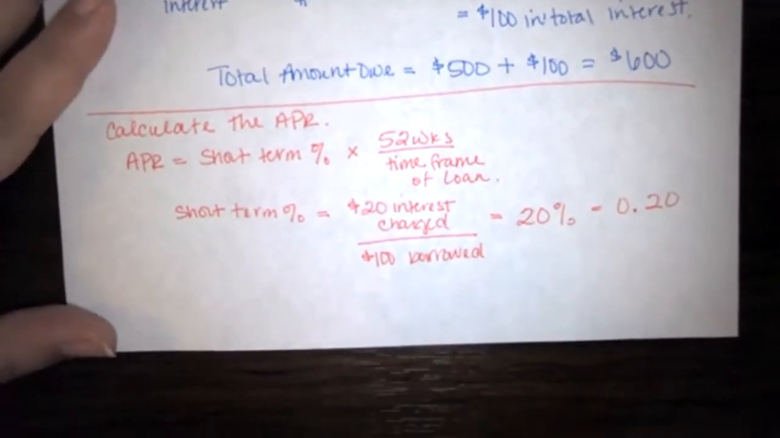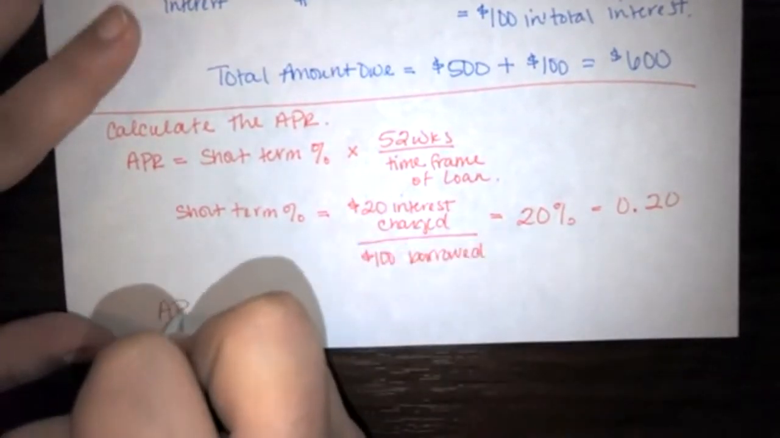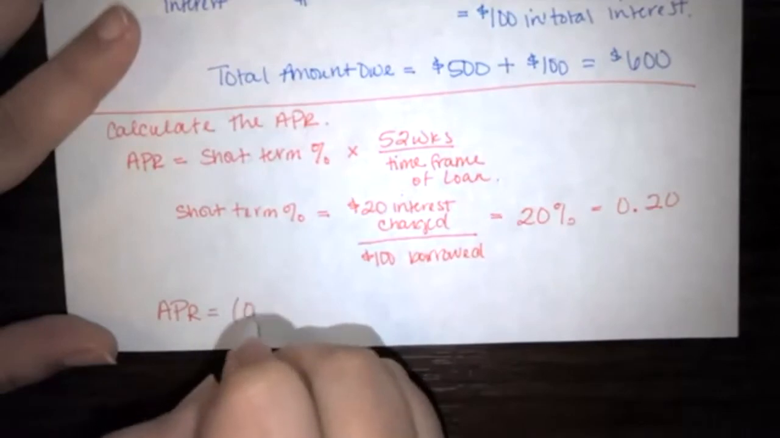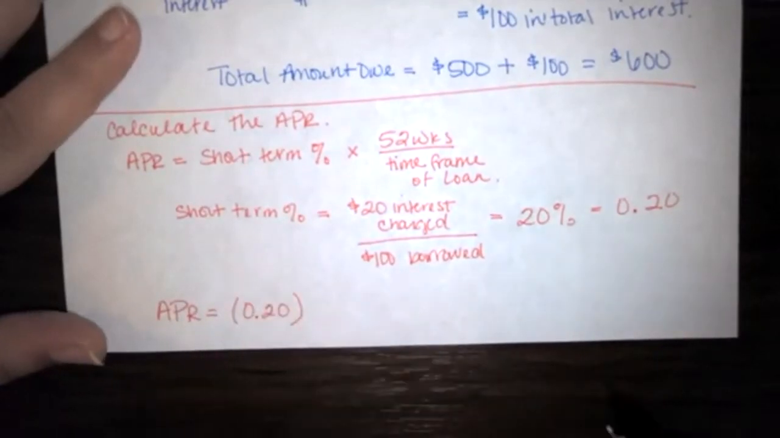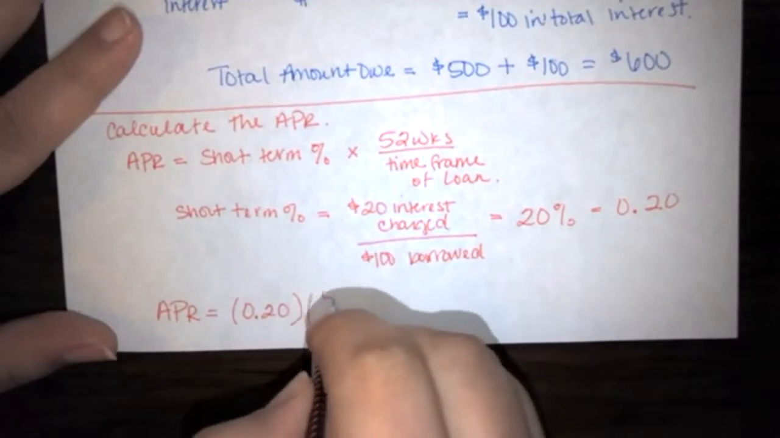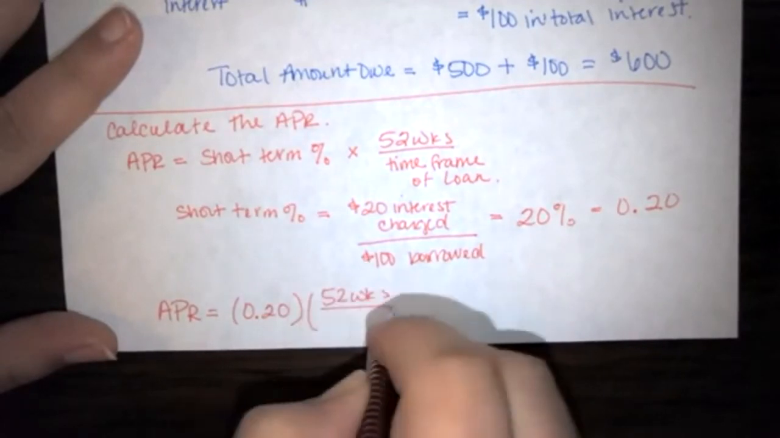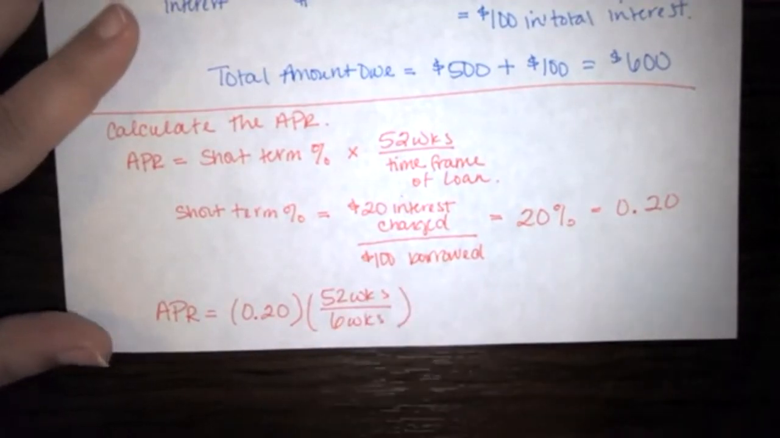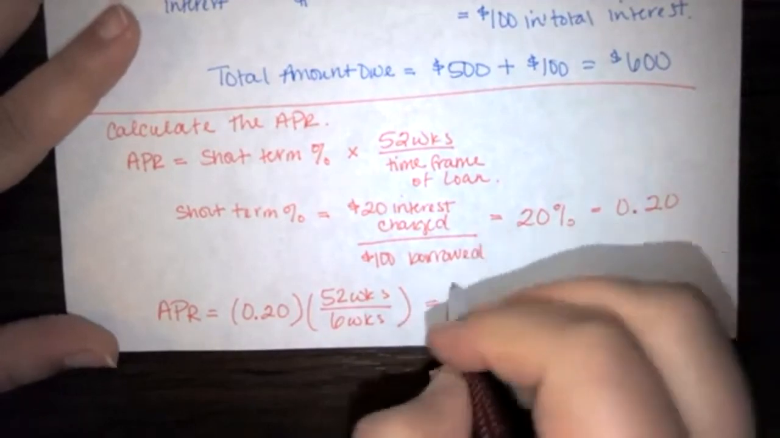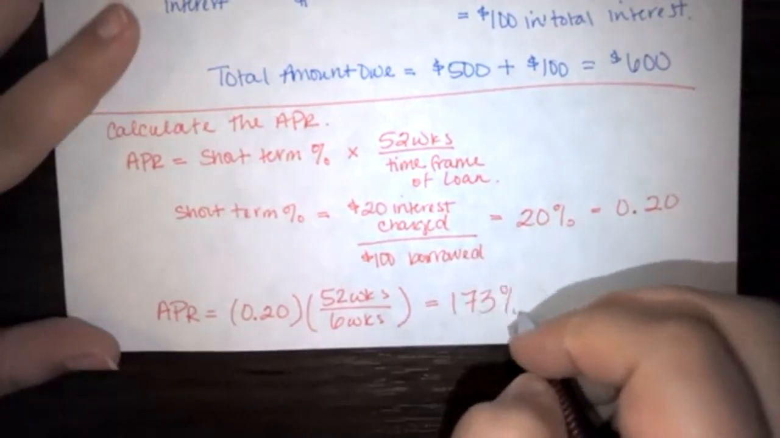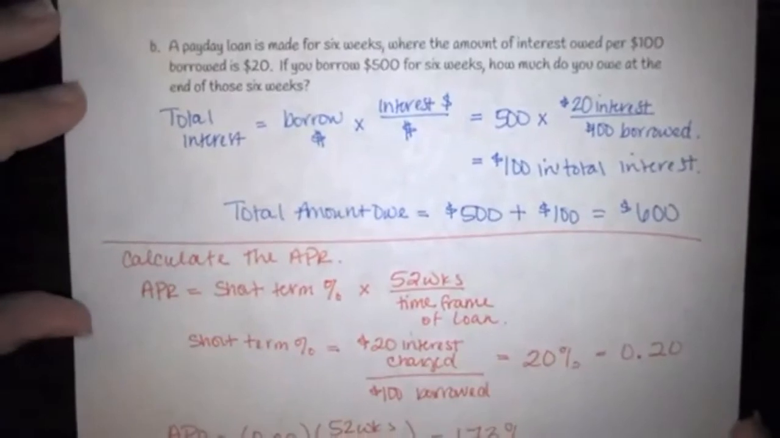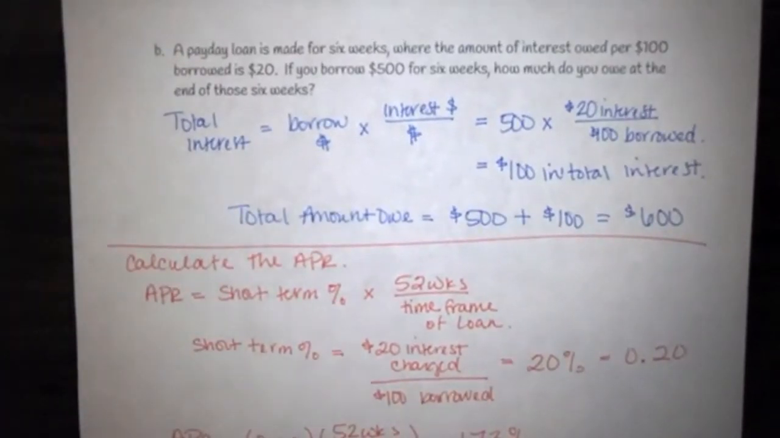So we did this for 6 weeks' time. My APR is going to be my short-term percentage, so the 0.20, or that 20%, times 52 weeks per the 6 weeks that I borrowed the money. When we do that math, we actually get 173% APR. So when you're looking at a short-term payday loan, to be perfectly honest, most of them, not worth it.